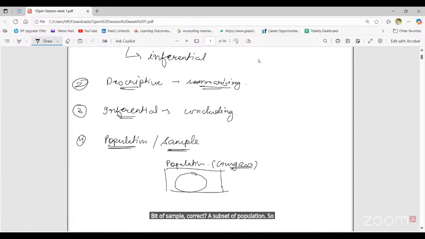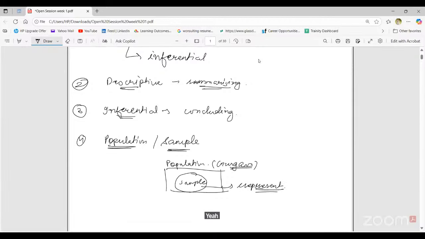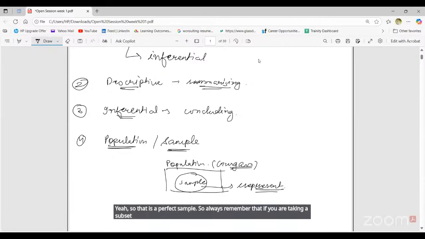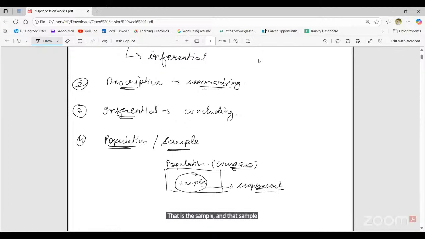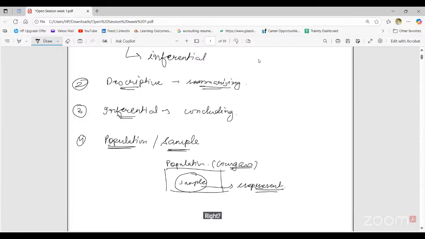So what is a sample? This is my sample, which is a subset of the population. And the sample should correctly represent the population, correct? So that is a perfect sample. Always remember that if you take a subset of a population, that is the sample, and it should correctly represent the population, because you take data from the sample only and conclude something about the population, right? So this is a population and this is a sample.